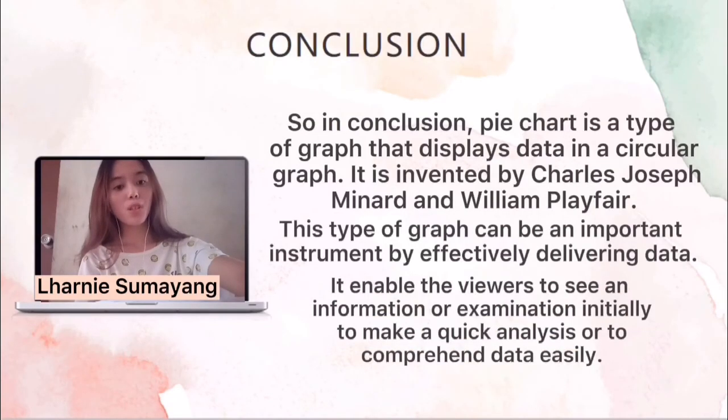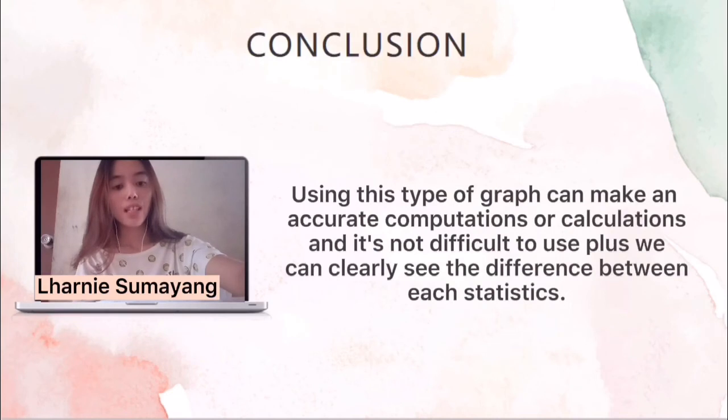So in conclusion, a pie chart is a type of graph that displays data in a circular graph. It was invented by Charles Joseph Minard and William Playfair. This type of graph can be an important instrument for effectively delivering data. It enables viewers to see information initially to make a quick analysis or to comprehend data easily. Using this type of graph can make computations accurate, and it's not difficult to use. Plus, we can clearly see the difference between each statistic.